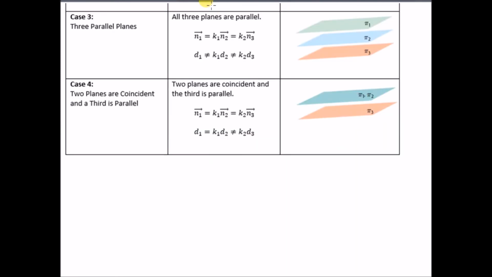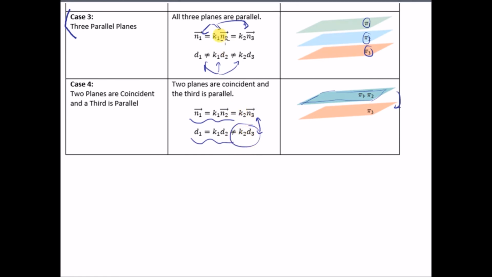The other two cases where we have no lines or points of intersection are if the three planes are parallel, so all of the normals are multiples of one another, but none of the d values are the same multiples of one another. Or if two planes are the same plane, so they're coincident, and then the third one is parallel. So those two planes have a scalar multiple of the normals and the d values, but the third one has a different scalar multiple for the d value.